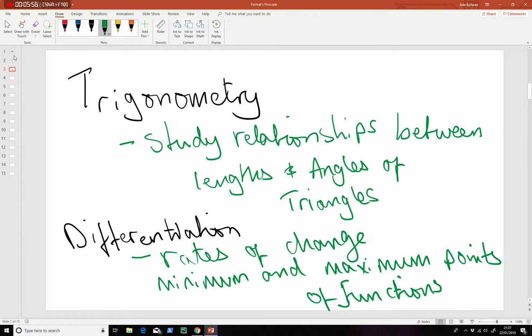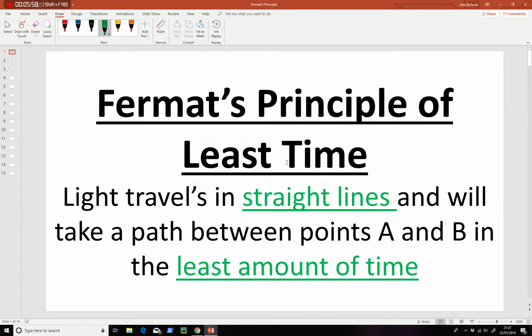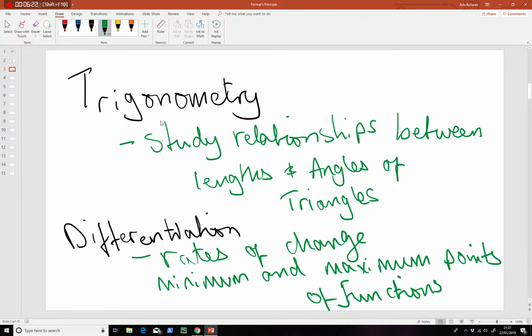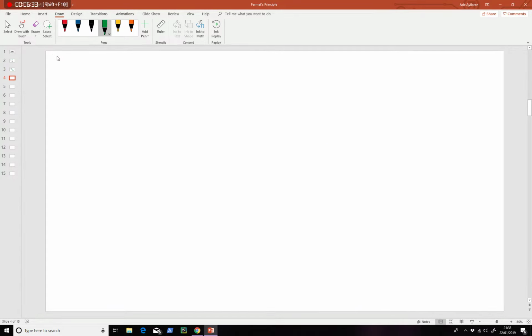So, to go over Fermat's principle of least time, it talks about light traveling in straight lines, and the fact that it would take the least amount of time when traveling between two points A and B. And it directly defines the law of reflection, which is the angle of incidence equals the angle of reflection. And in order to prove this, we are going to be using trigonometry and differentiation. And I apologize for my handwriting. I'm still getting used to the pen here. My handwriting's bad anyway, but let me use that as an excuse for now.